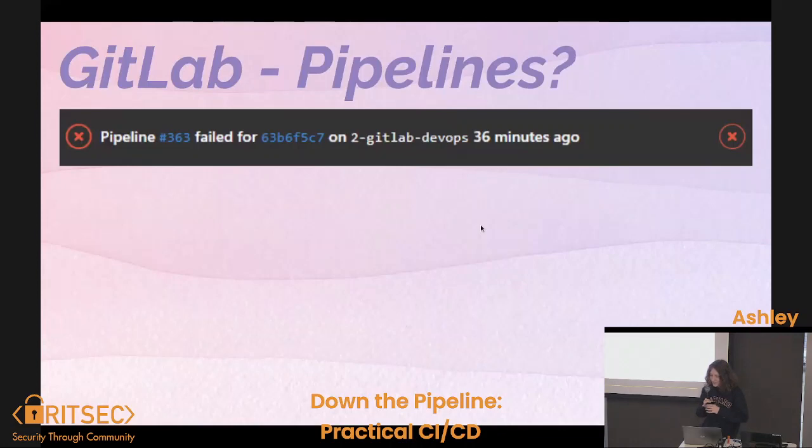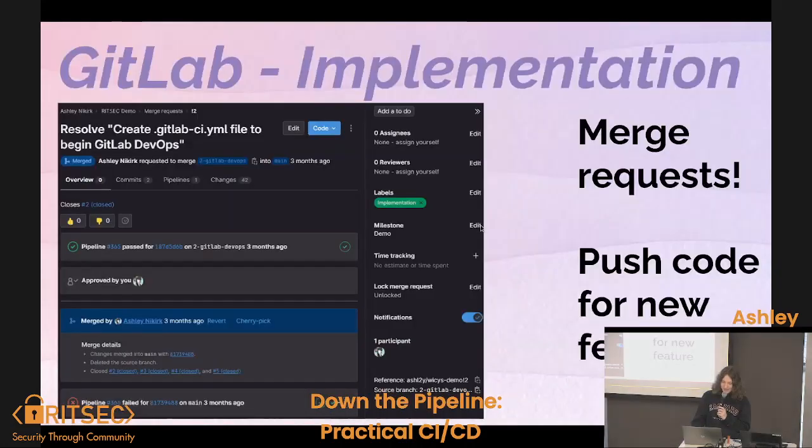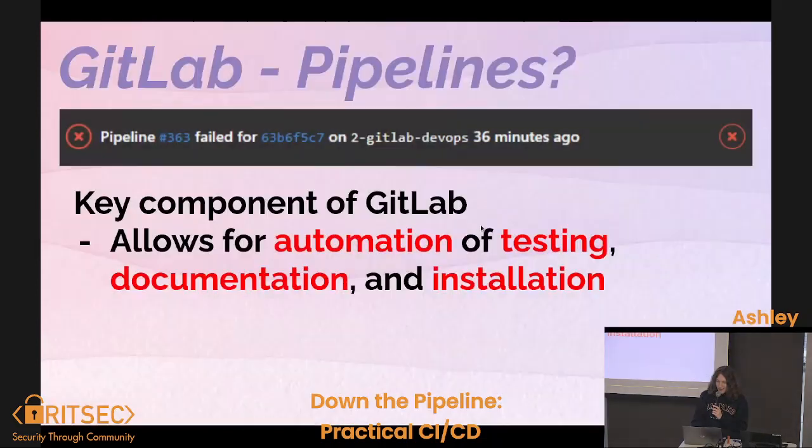So what was this about pipelines? If you go back in the last slide, you see pipeline pass. What's all that about? These are a key component of GitLab and this thing called GitOps, or sometimes people call it DevOps CI/CD. But it basically allows for automation of testing, documentation, installation, and a whole bunch more stuff that is way outside the scope of this talk, but is also really cool.